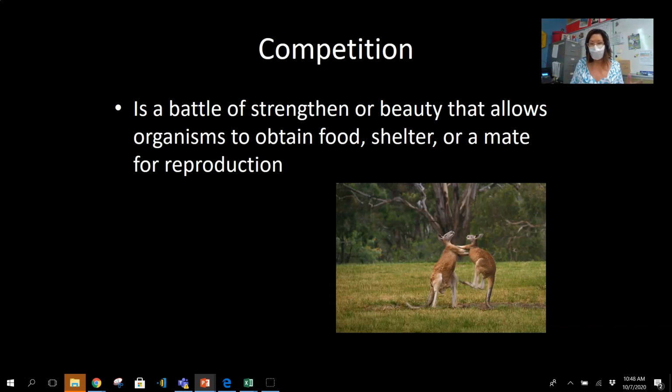It could also be that they're competing for food. If there's not enough food, you'll see animals compete for it. I see this with my dogs at home. They're always trying to steal everybody's food. Or you might think of monkeys and bananas, who gets more bananas and stuff like that. So that's competition.